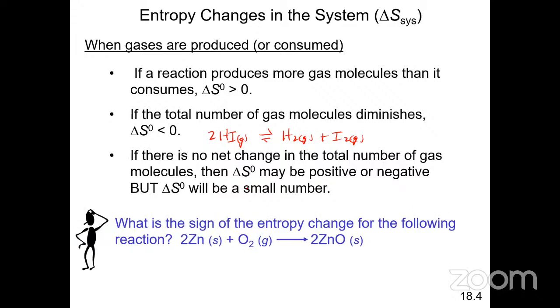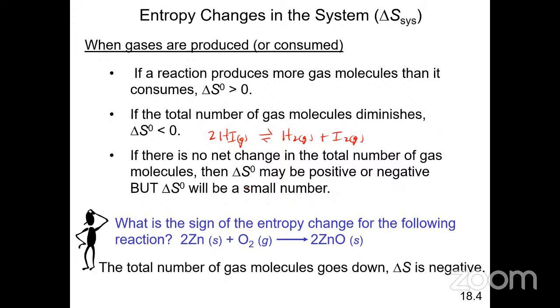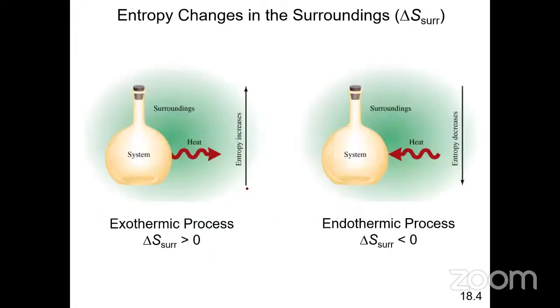So based on what we have just discussed, let's see if we can answer this question. It says, what is the sign of the entropy change for the following reaction? And it gives you the equation right there. Will it be delta S positive or delta S negative? Exactly, it's going to be delta S negative, because you have 1 mole of gas on the left side and no gases on the right side, so therefore the delta S value will be negative.